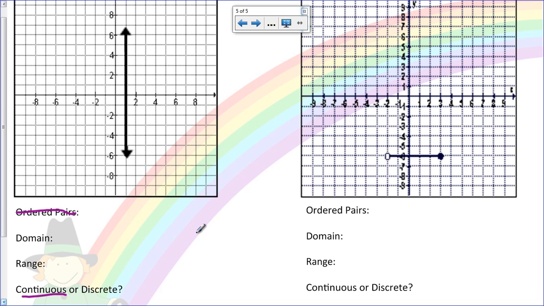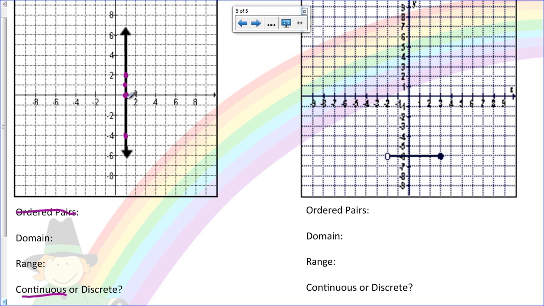The domain here, please keep in mind, domain is how far left and how far right it goes. If you look at this line, it is going straight up and straight down. Therefore, it does not go left or right at all. So your domain is going to be the only x value this line ever touches, which happens to be right here, or right here, or right here, or even down here. It's the same x value no matter where you are on the line.